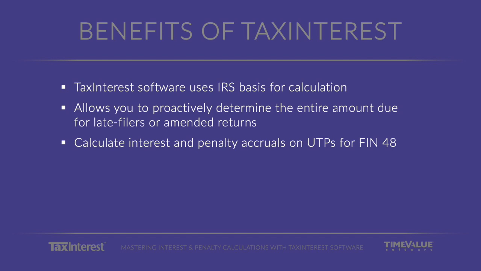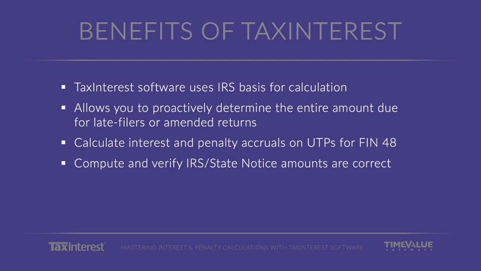And if you are in corporate America and are computing interest on penalty accruals for UTPs for FIN 48, you will have confidence that your figures are auditable. We have a large number of Fortune 500 companies who use TaxInterest for calculating interest and penalties. And last but not least, be sure to use TaxInterest for checking the numbers on a notice. Those numbers can amount to significant dollars.